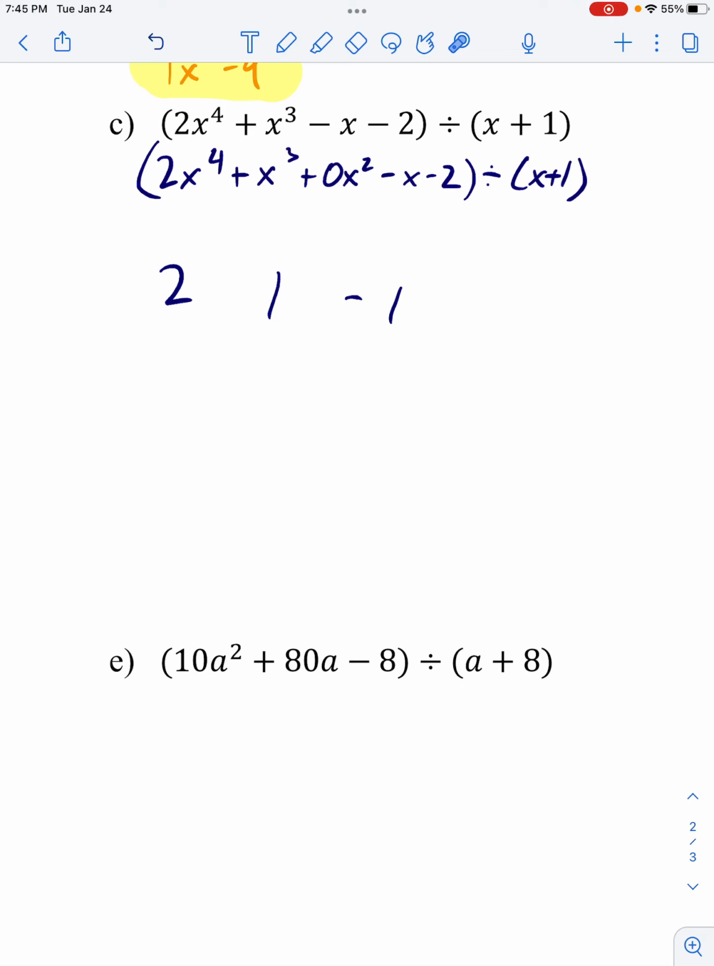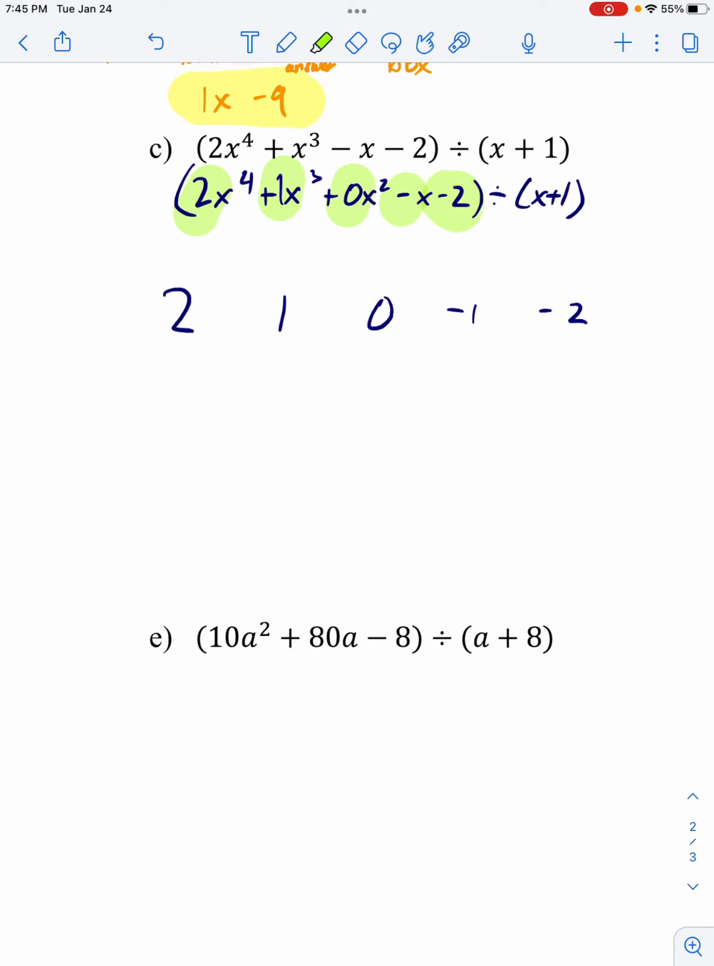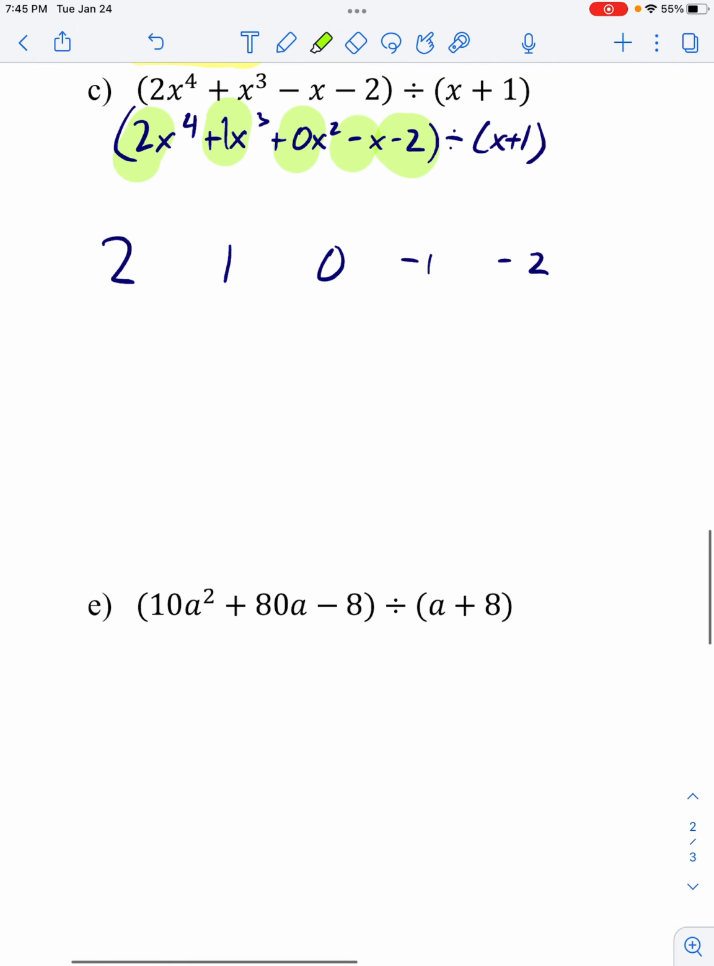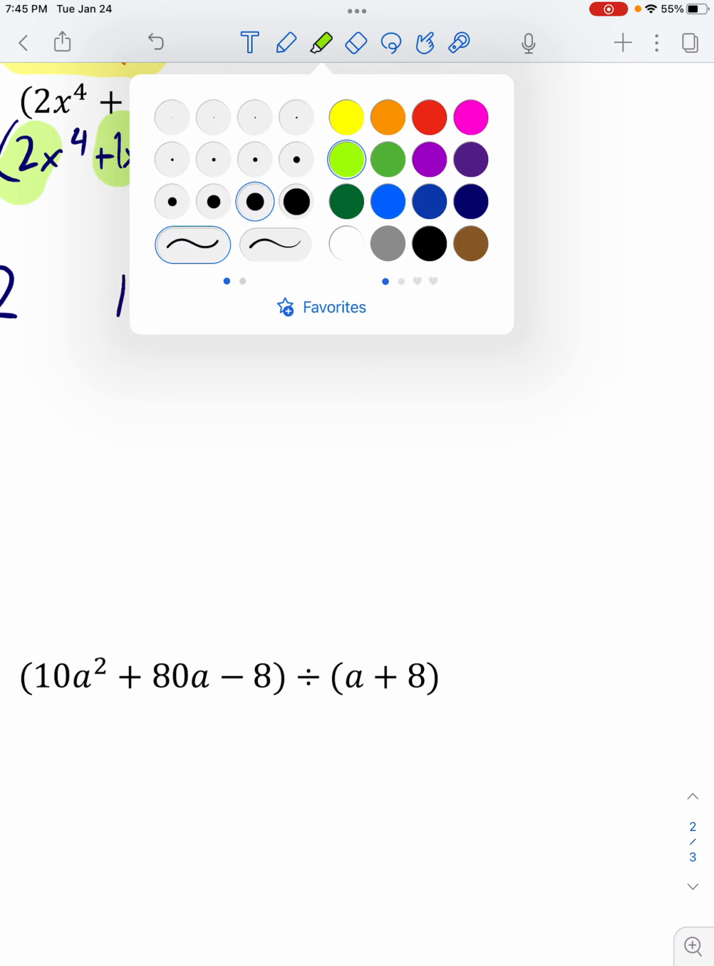We can't do that. We're going to write out 2, that coefficient 2, 1, because there's a coefficient of 1 right here. We're going to write 0, because there's a coefficient of 0. We're going to write negative 1, because there's a coefficient of negative 1 right here. And we're going to write negative 2, because there's a coefficient of negative 2 right here in our dividend, okay? So I wrote out this 0x squared to illustrate why you have to have this 0 here. What number is going to go in our crow's nest?